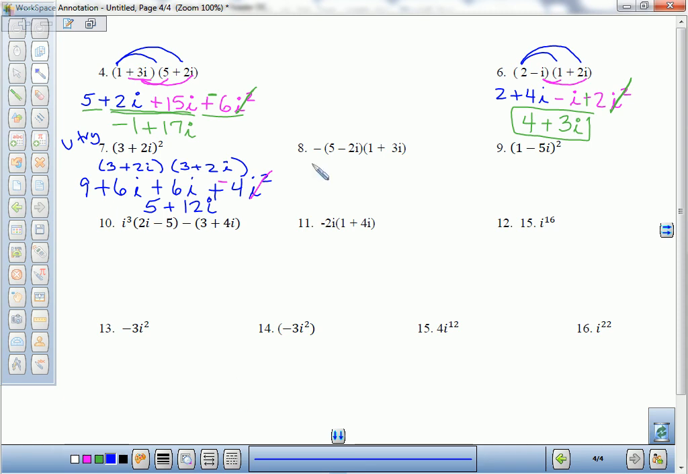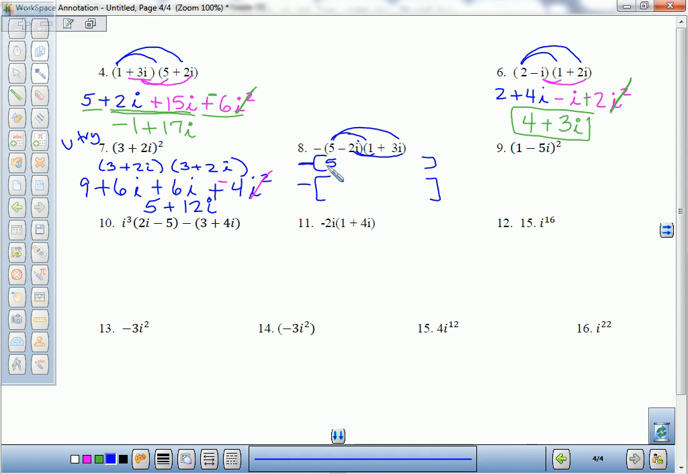Okay, number 8. Number 8 has a negative out in front. And I would just leave that negative out in front until the very end. And when you're all done, then you can change all of your signs. So we're going to still distribute. Still distribute. And then once we've done everything we can do, we will go back through and change all of our signs.